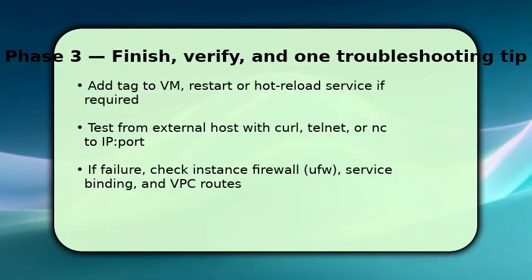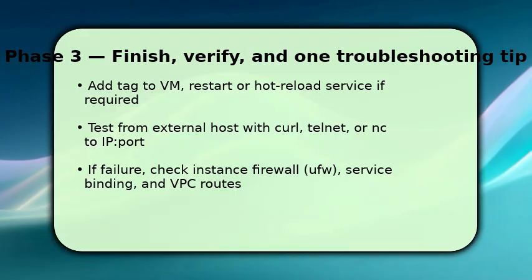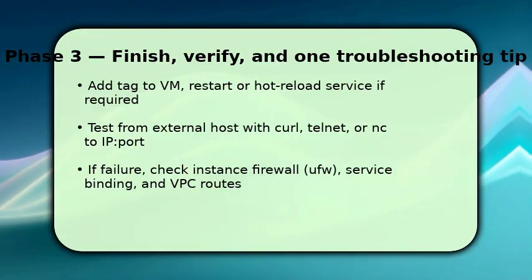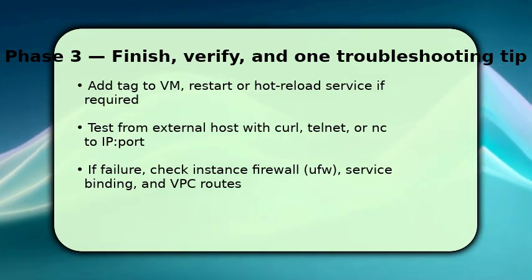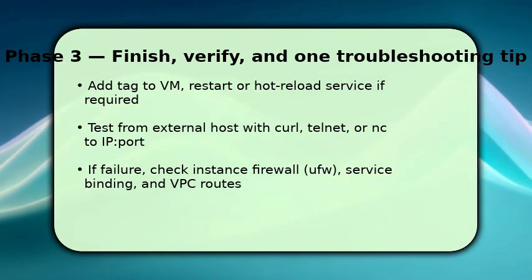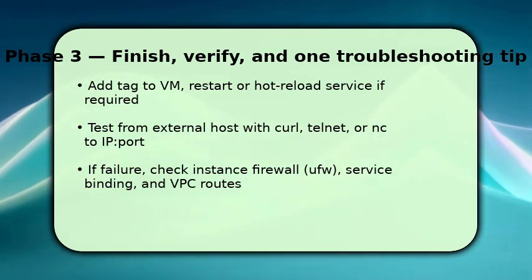You finish by adding the network tag to the VM instance and saving. Restart the VM or reload the service so it binds to the open port. Once done, test from an external machine using curl http://external-IP:8080 or telnet/nc external-IP 8080 to confirm connectivity.